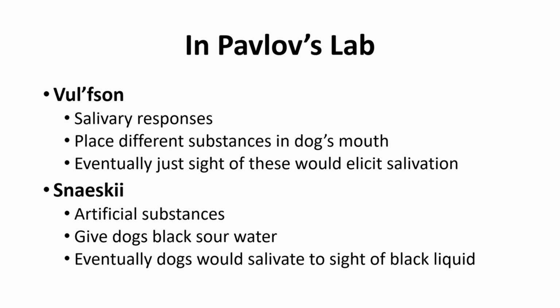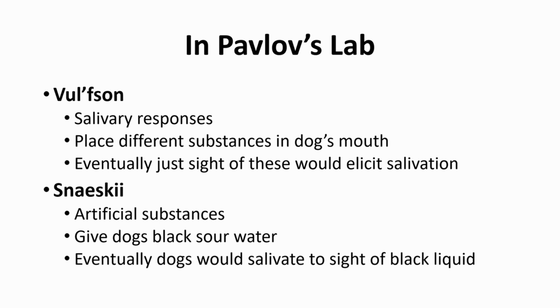whereas Snaisky, yeah, that sounds about right, focused on artificial substances. So instead of just giving the dog wet or dry food, they would give them sort of artificially engineered substances, things like sour black water. So they would have water that was, say, made sour with lemon juice, and then they would artificially change the color so that it's a novel thing that they would never have really experienced before. And then they did basically the same thing, give the dogs that sour black water, and eventually the dogs would start to salivate just to the sight of any black liquid.